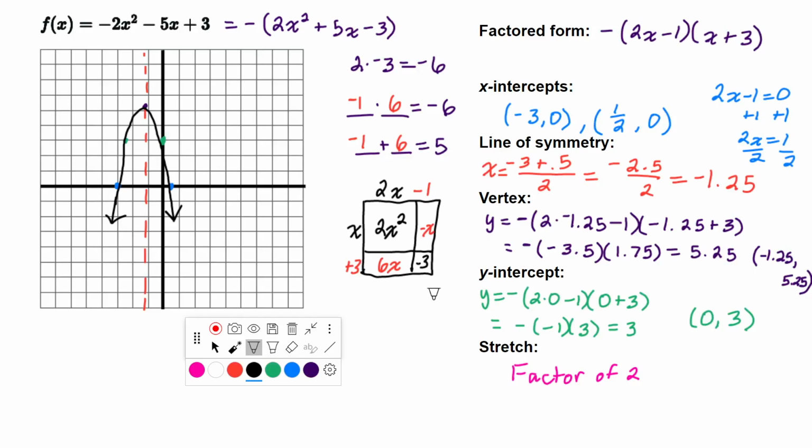And we have covered every possibility for what we might need to do when we factor. We have covered finding x-intercepts to the line of symmetry, to the vertex, to the y-intercept, and the stretch, so that we can see what happens with our graph. And this concludes the video on graphing from factored form.